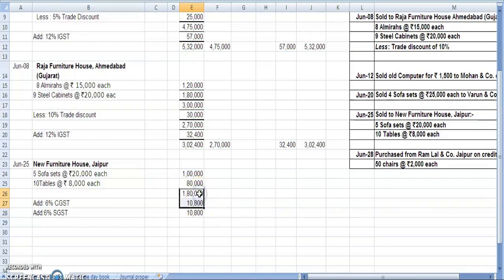10,800. Now we'll add this 3. It is coming to 2,16,000. Now we'll write the detail here. Sale was 1,80,000. Okay. CGST is 10,800. SGST is 10,800. There is no IGST, and the total is 2,16,000. Okay.